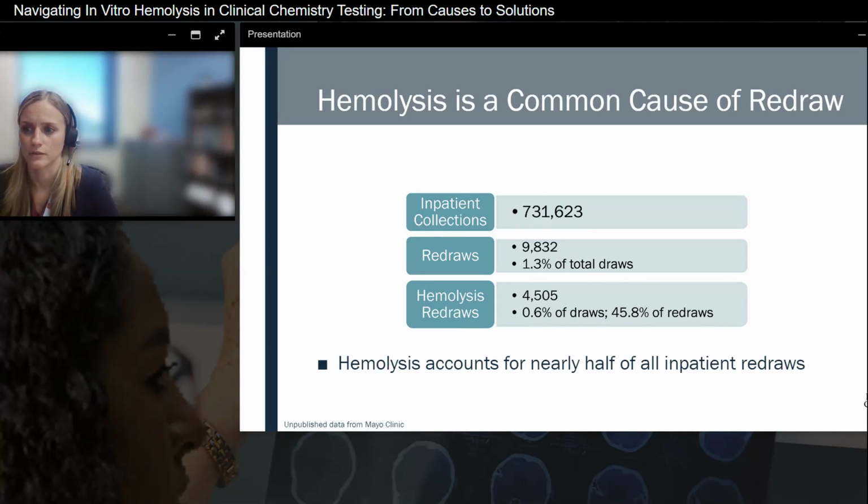Of the 9,800 redraws, 4,500 of them were redrawn due to hemolysis. This accounts for just 0.6% of all draws, but nearly half of all redraws. So even though our overall redraw rate was low, hemolysis was often the cause for the redraws.